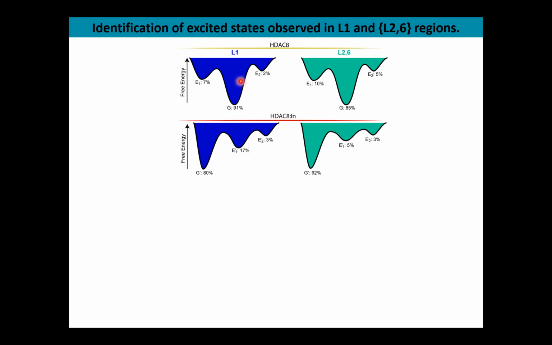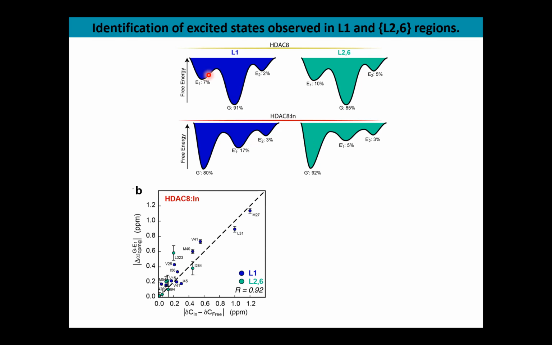Now the question arises, what are these excited states? For that, I found that the change in delta omega between the ground state and excited state 1 shows a linear correlation with the change in the chemical shift observed in the methyl TROSY spectrum upon inhibitor binding.